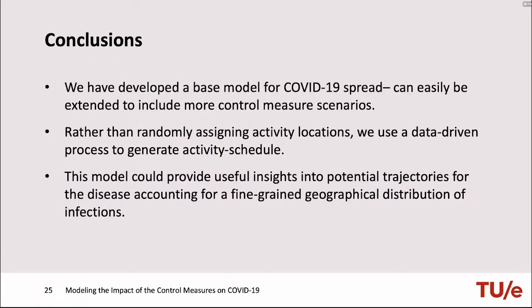As a conclusion, we have developed a base model for COVID-19 spread, which can be made more realistic using the activity agenda and population created by Albatross. The model would be sensitive toward policy intervention, and therefore it can provide useful insights toward the assessment of control measures.